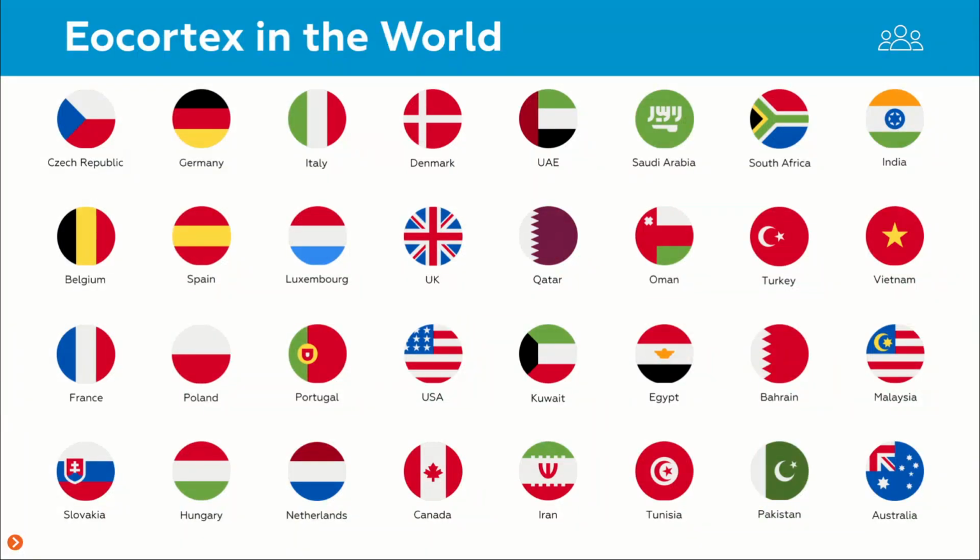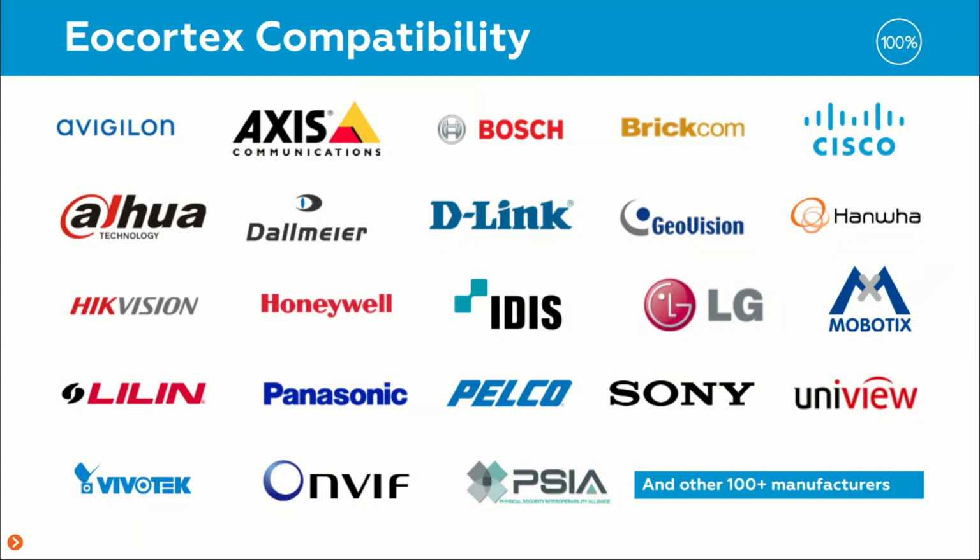Here is just the list of some countries where we have presence, and these are the most popular brands that produce the cameras or any other IP devices that we are compatible with. And as you can see, ONVIF and PSIA, we also work with them, which increases the number of cameras and devices we're compatible with.